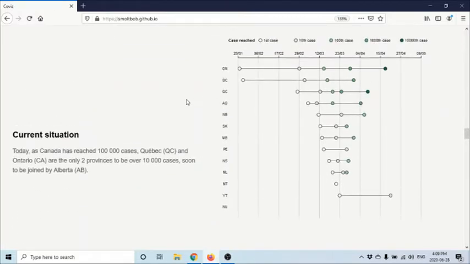Now the status in Canada. Today, as Canada has reached 100,000 cases, Quebec here and Ontario are the only two provinces to be over 10,000 cases, soon to be joined by Alberta.